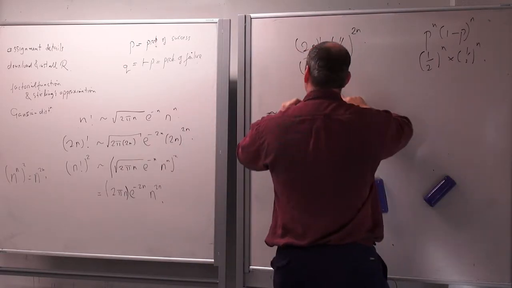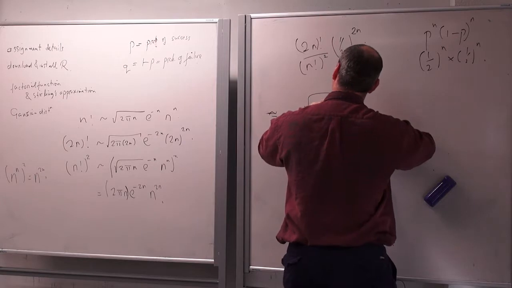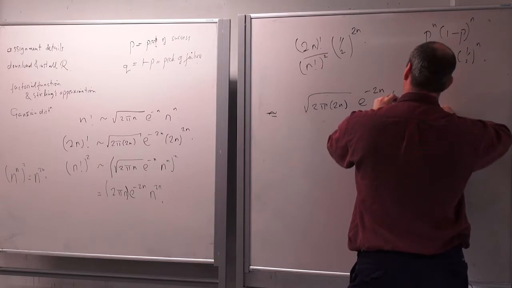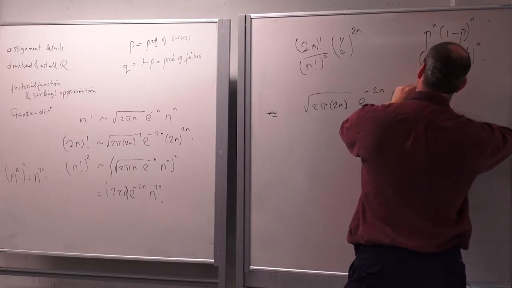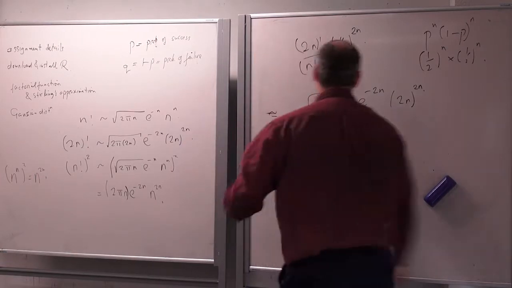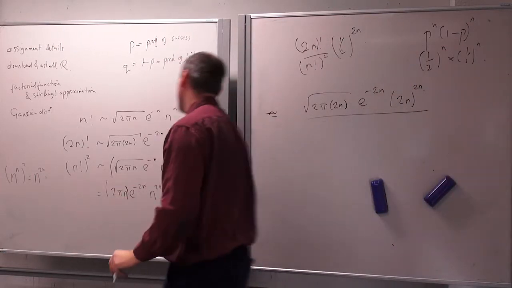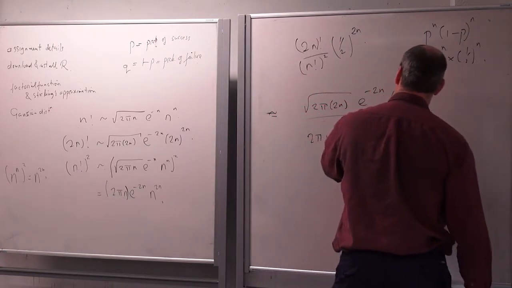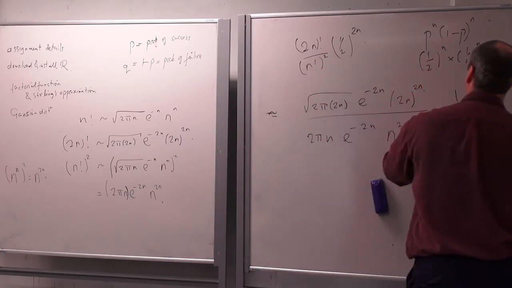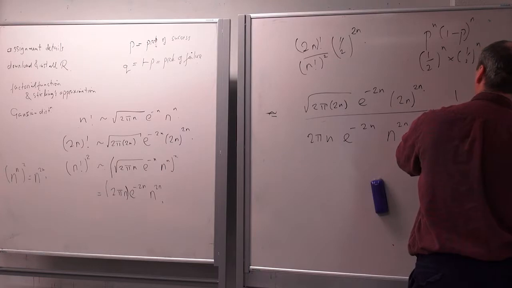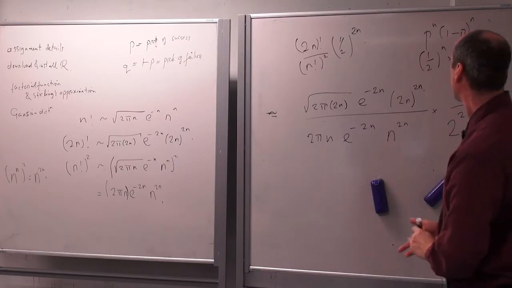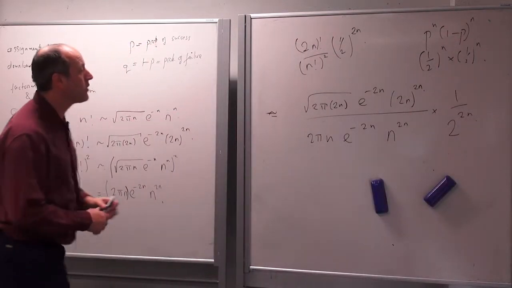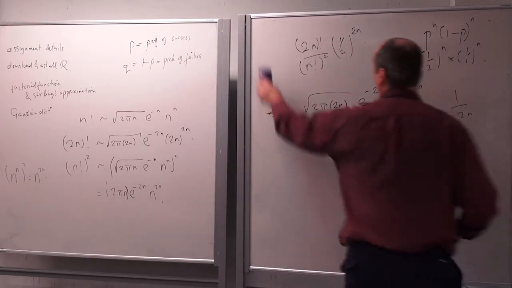2n factorial is root 2 pi times 2n e to the minus 2n times 2n to the power 2n from there over n factorial squared, which is this term here, 2 pi n e to the minus 2n n to the power 2n times 1/2 to the power 2n. All I've done is write out the n factorial squared. And now we can do some magic. Now I can do some cancelling. Straight away I can do some cancelling. Let's have a look.